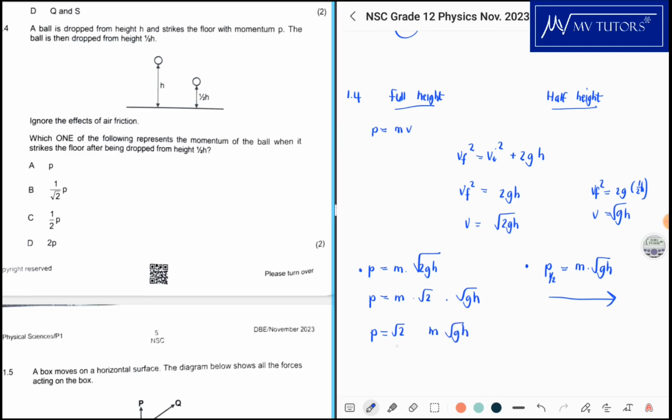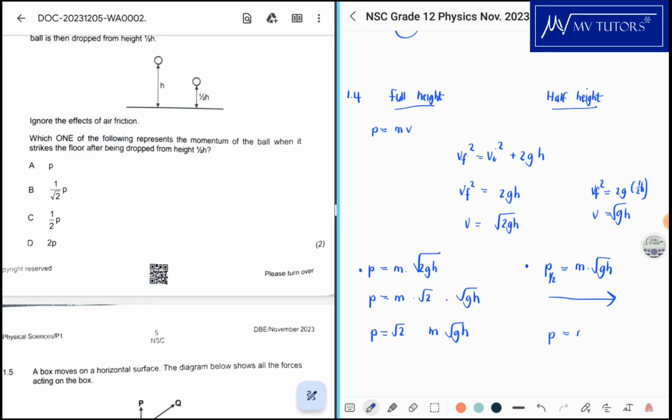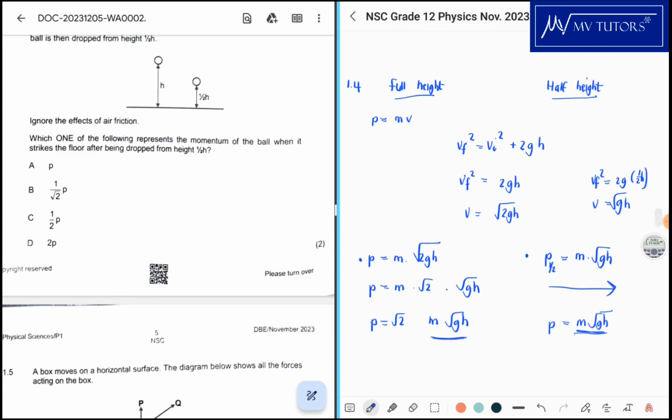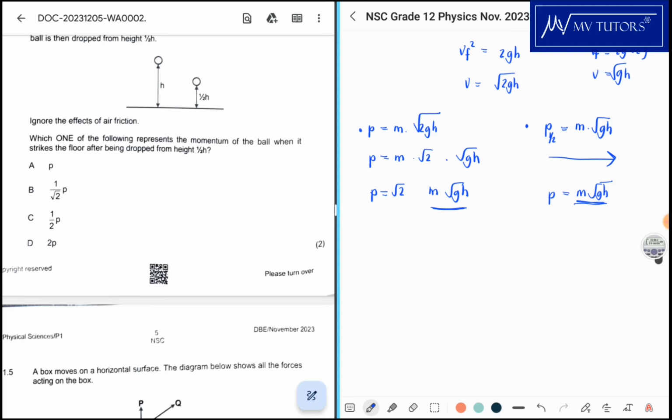Okay, so I have momentum written in this form, and I see here my momentum when it's half the height. I see this portion over here and that portion over there. But what's the difference between the two? The difference is I need to take this root to the other side. So I'm going to have 1 over root 2 p is m gh. That would be 1 over root 2 p is equal to m gh.